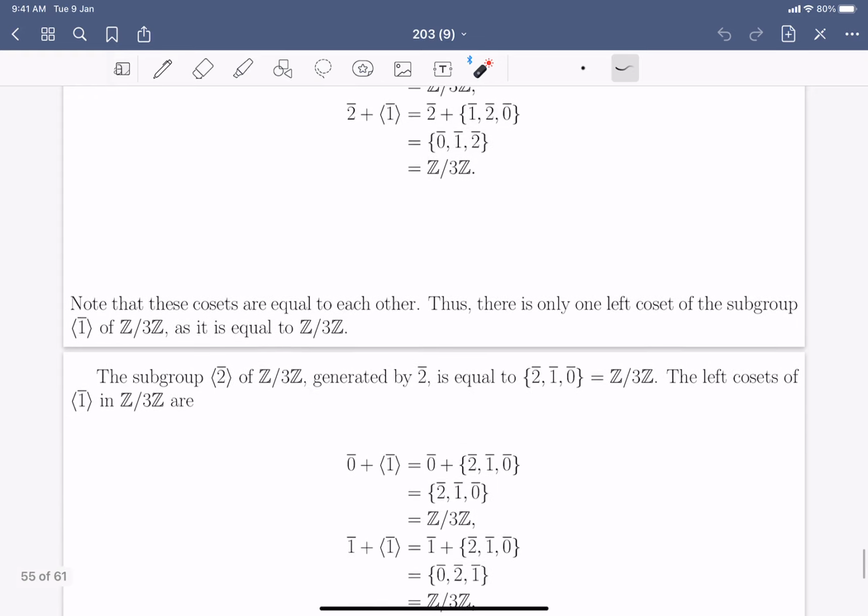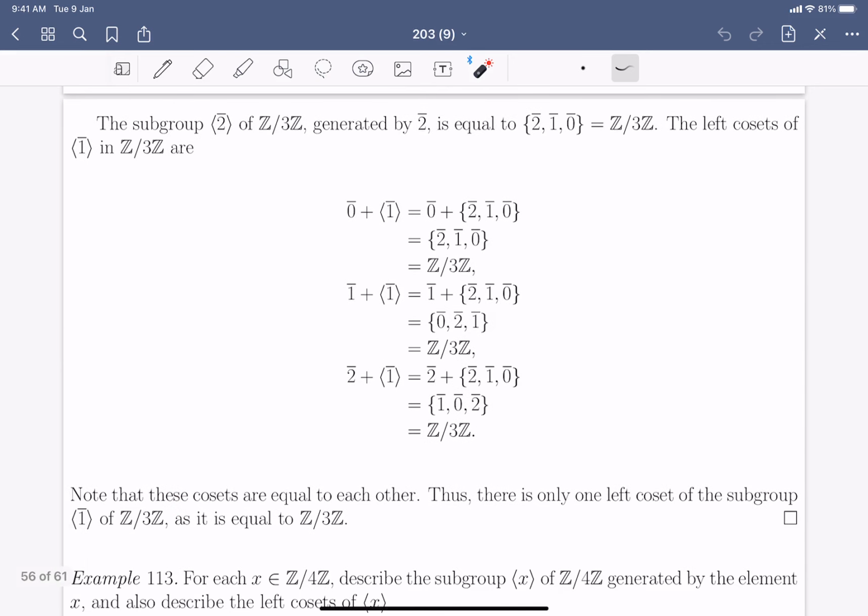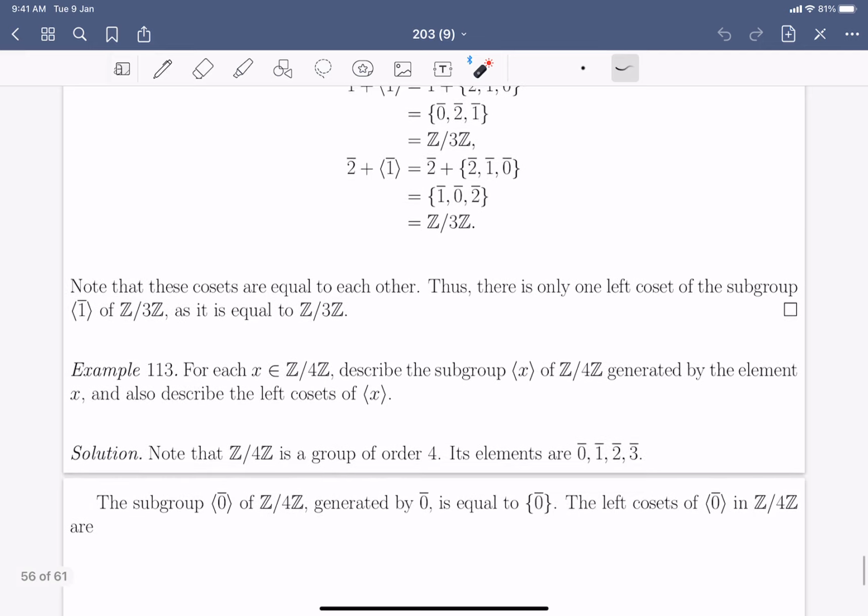So what you see is that these left cosets are all equal to each other, and thus there is only one left coset of the subgroup of Z mod 3Z generated by 1 bar. Now you can do the same thing for the subgroup of Z mod 3Z generated by the element 2 bar. You will again get to see that these cosets are all equal.